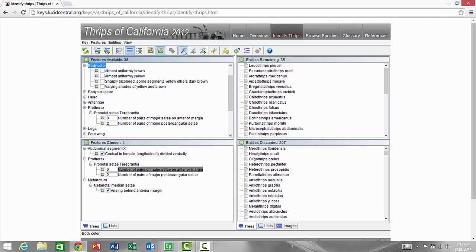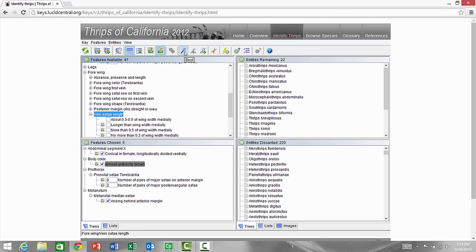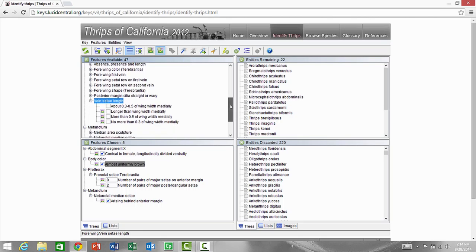And it's asking body color. I think it's quite obvious that it's uniformly brown. Of course, one has to be very careful with material that has been soaked and cleared, but this one is quite obviously uniformly brown. I might also point out, since I know what this species is in advance, that this particular species has a yellow form. It should not matter in the key. If your particular specimen is almost uniformly yellow, if you happen to choose that, it should not discard the species.